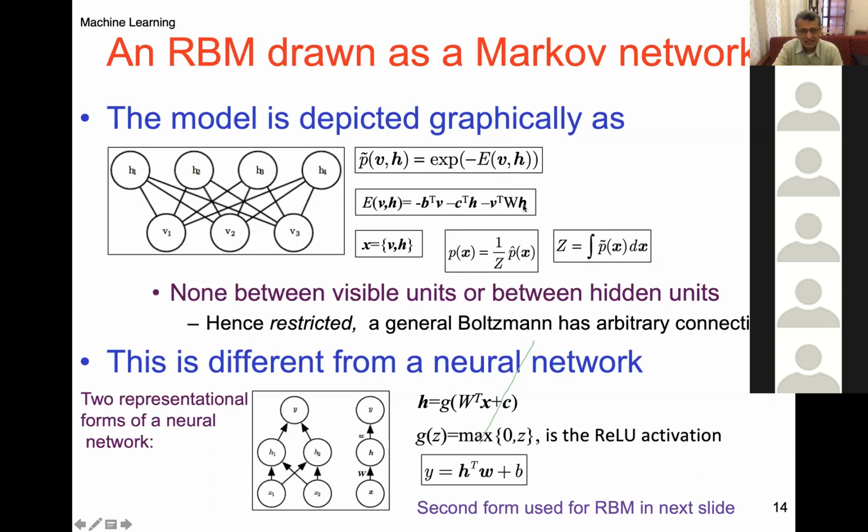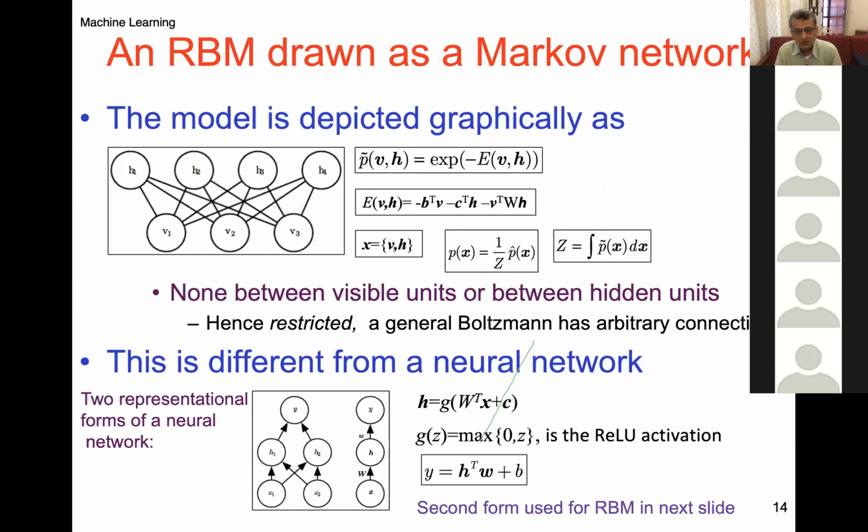All this is saying is there are a bunch of parameters W between the V's and the H's. And there are some biases B associated with V and the biases C associated with H. So we have a set of parameters B, C, and W. The important ones are the W's here.